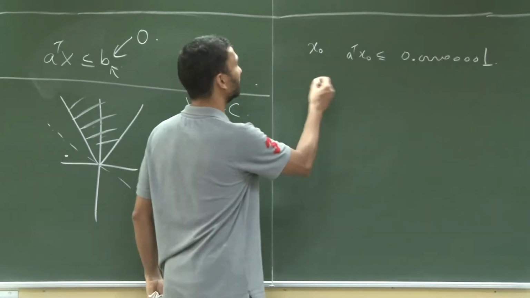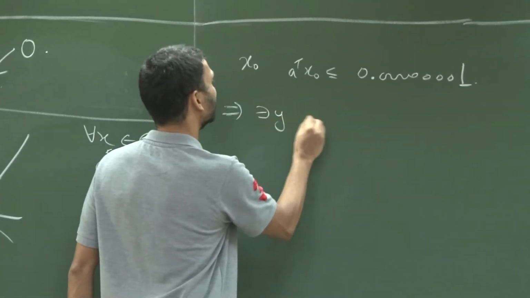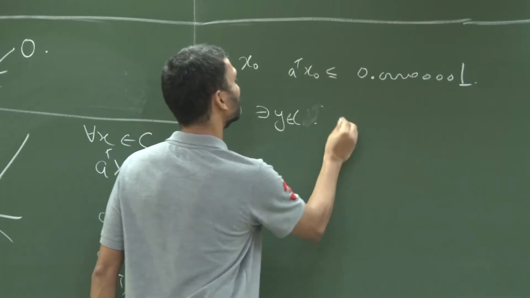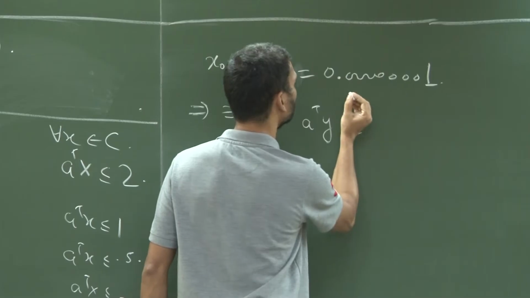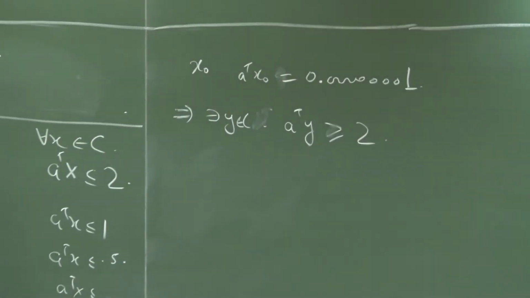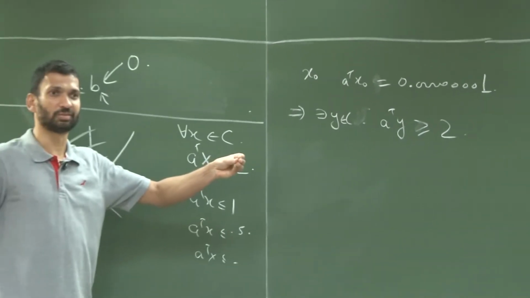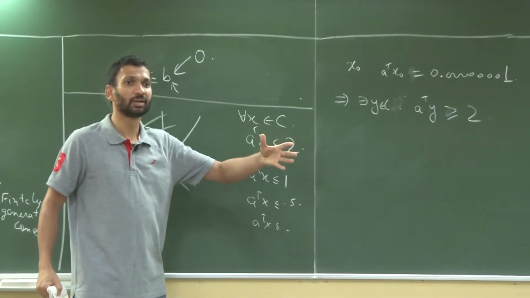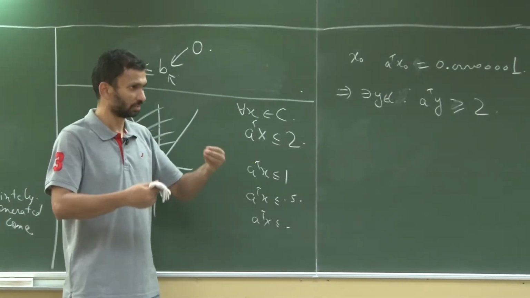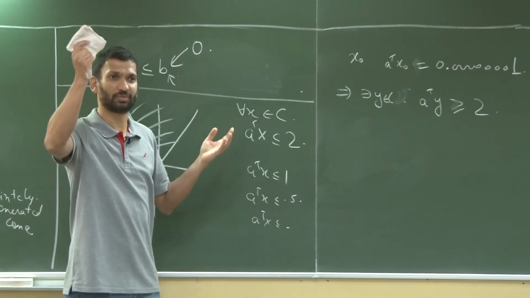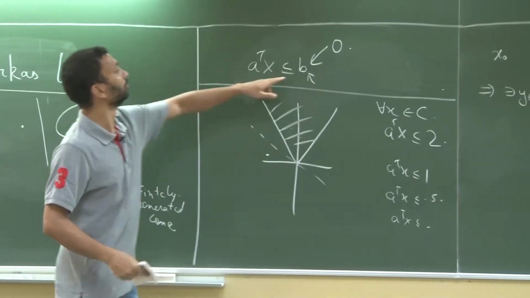So this implies there exists Y in the cone such that A transpose Y is greater than 2. So if in a cone there is anything which is positive, I can attain any positive number. If it attains any negative number, then I can attain the entire negative real line, right? So for a cone, this B does not matter.